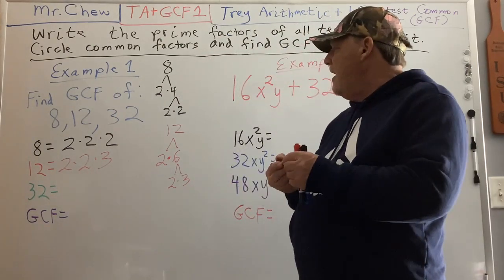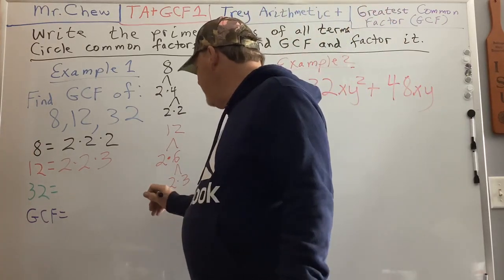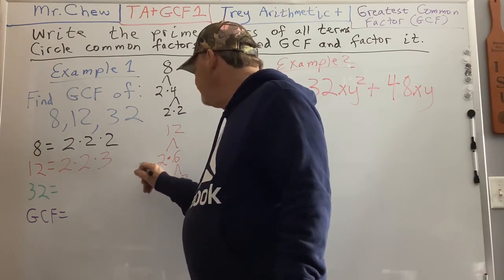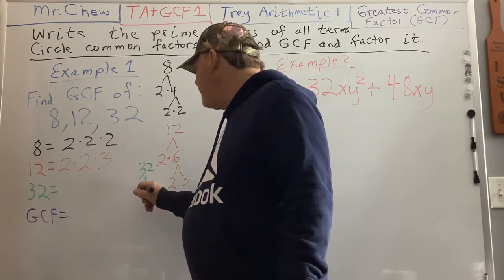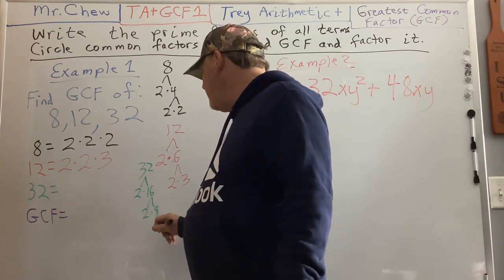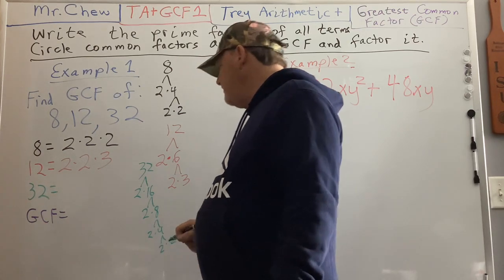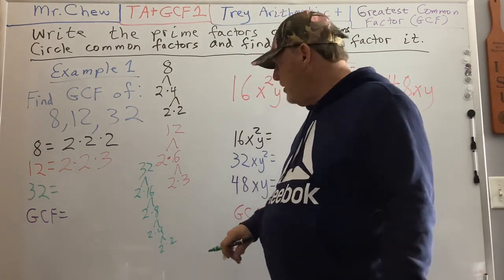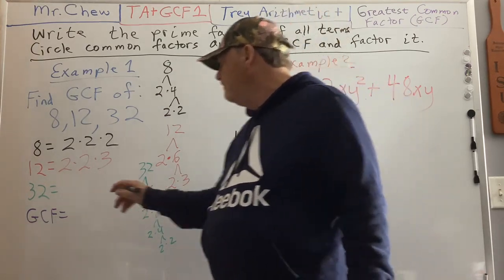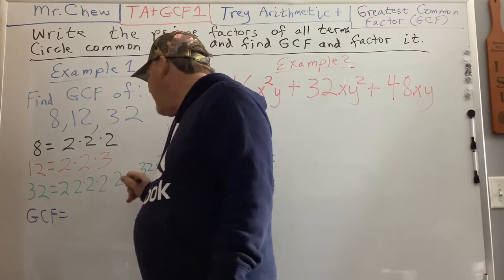All right, and then we have 32. So 32 will be the biggest one here, or longest one. It's going to be 2 times 16, 2 times 8, 2 times 4, and 2 times 2. So 32 is 2 times 2 times 2 times 2 times 2. 1, 2, 3, 4, 5.